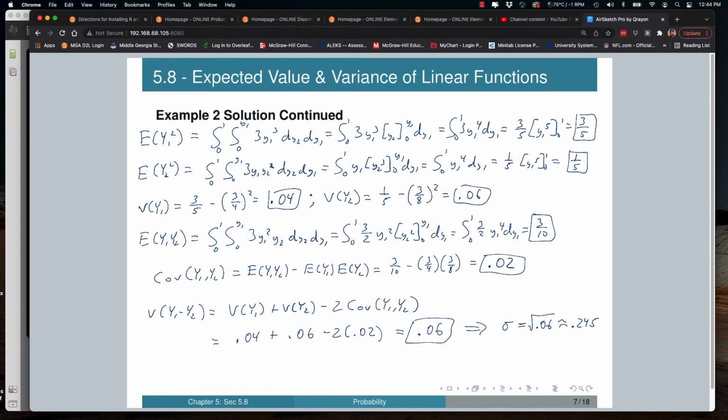Some of these problems are going to require you to do that much work, if not a little bit more. Sometimes you might still have to find the expected value of y sub 1 and y sub 2, because that hadn't been calculated either. So be prepared to calculate all these things, because you're going to need them all.